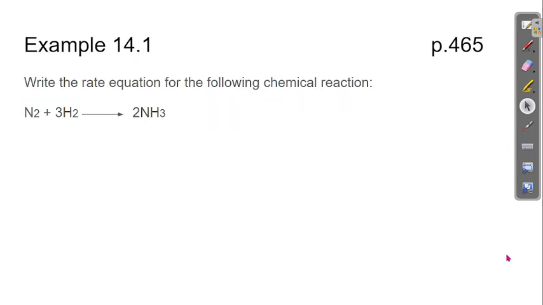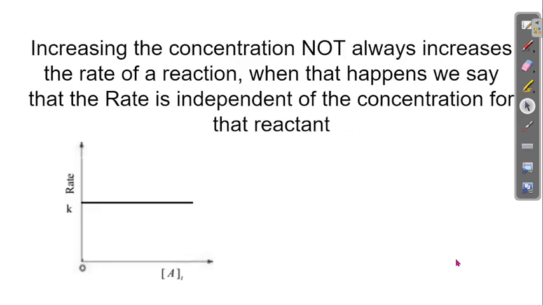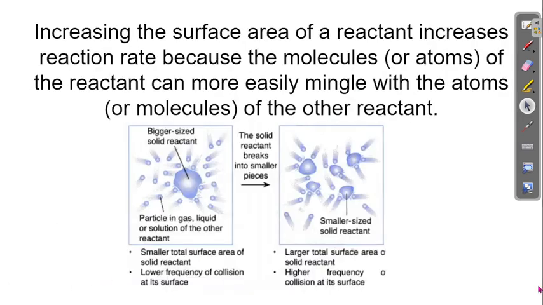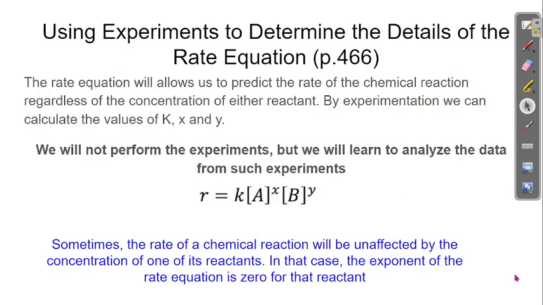Let me see. I'm going to go back. Here you go. So one of the reactants may do this. You're increasing the concentration, but there's no change in the rate. Okay? So sometimes that's going to happen. When that happens, the exponent of the rate equation for that reactant is 0.